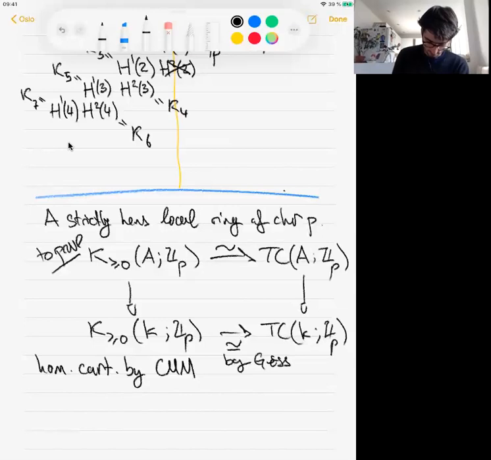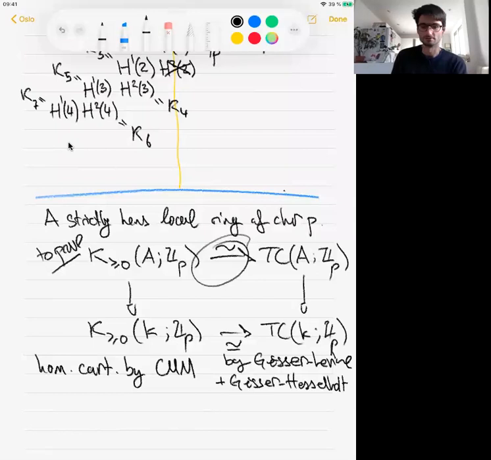Geisser-Levine tells me how the K groups look on the left, because it's just a field of characteristic p. And Geisser-Hesselholt calculates the groups on the right. On both sides, they're just given by omega log forms, and so they match up there. Then by the rigidity result, you also get that equivalence upstairs. But you need the full force of this rigidity result to get that, as far as I can tell.